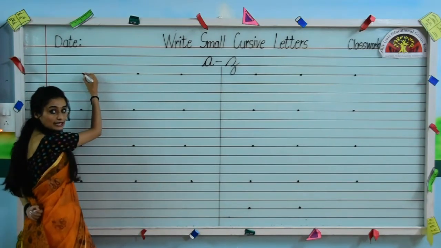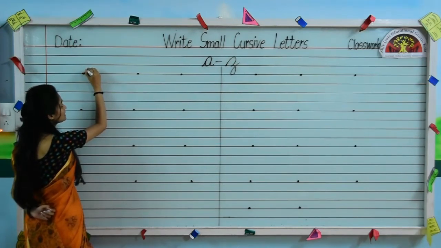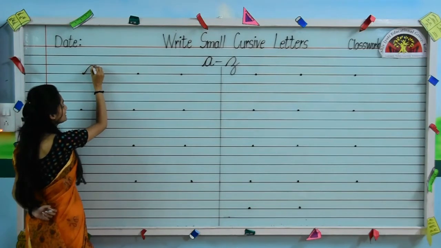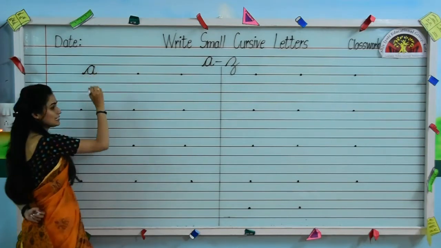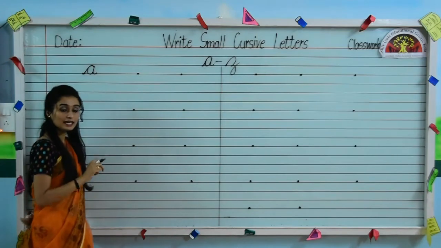The first letter is A. We will write A between the second and the third line. Slanting line, then a curve. Touch the second line, come down and a tail like this. This way you have to write your letter A.